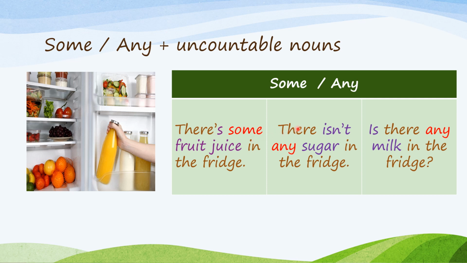We use any for negative sentences and also questions when there is none, okay? When there is none. So for example, we say, there isn't any sugar in the fridge. There's no sugar, so we say there isn't any sugar. Sugar is uncountable, so we use isn't.